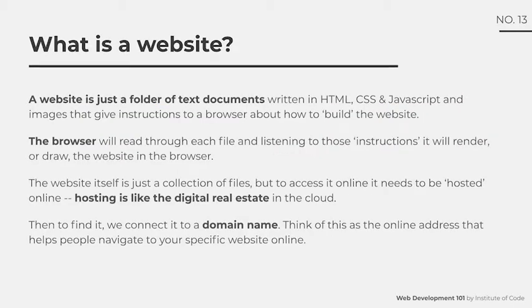Now, a website. That's what we're all here to learn, but what does that actually mean? A website is just a folder of text documents written in HTML, CSS, and JavaScript, along with some images and videos and other assets that give instructions to a browser about how to build the website. So when we're creating the code of a website, it doesn't look like the finished product that we would see in a browser. It looks like a whole heap of instructions, and we'll look at that in a minute.